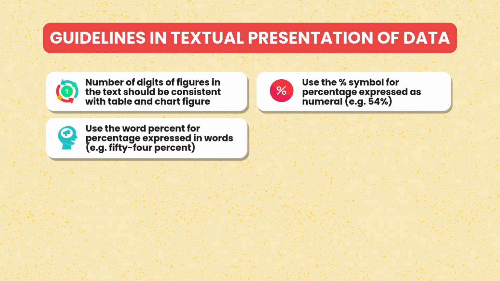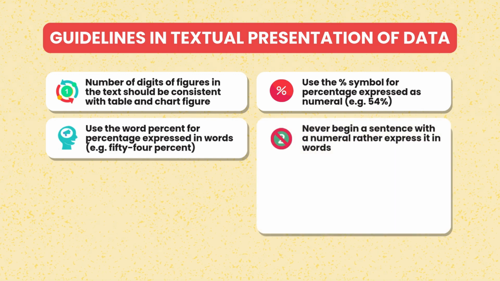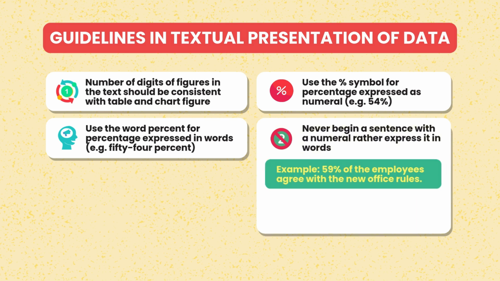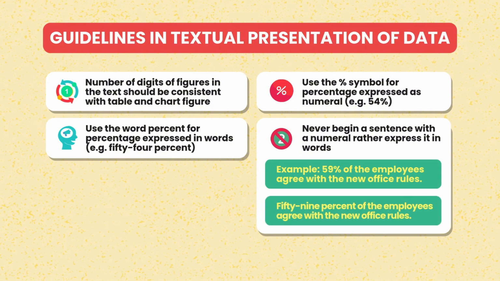Also, bear in mind never to begin a sentence with a number in the numeral form. Rather, express that number in words. Therefore, instead of writing this 59% here like this, we should write it like this one. 59 of the employees agreed with the new office rules.